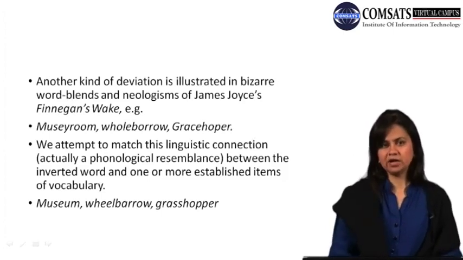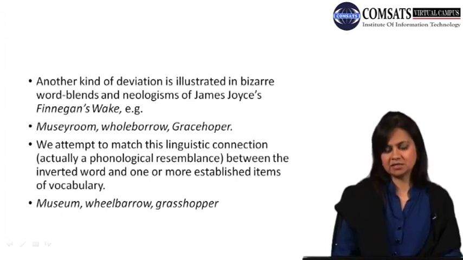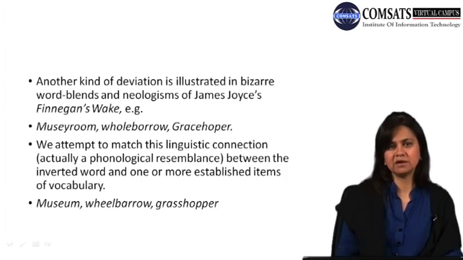So the way to interpret deviation is that you first attempt to match the linguistic connection, the actual phonological resemblance that you find between the word and the real word, and between the inverted word and one or more established items of vocabulary. So hold and borrow, grass and hopper, music and room. Now these are the blends which have been creating the words musee room, whole barrow, and grasshopper.